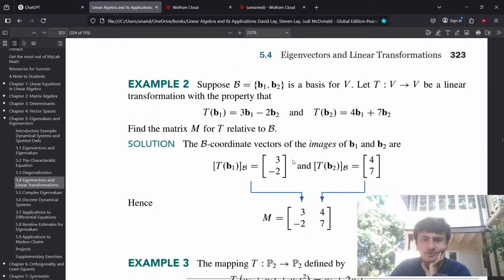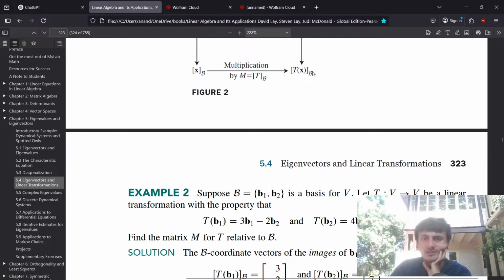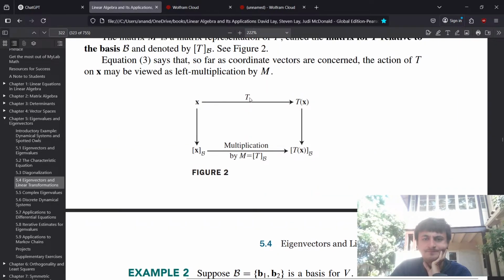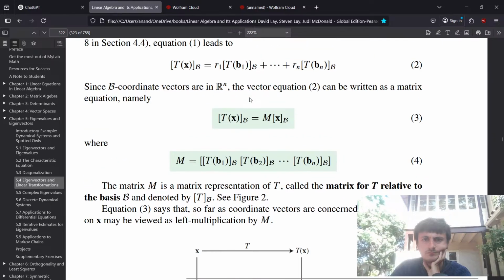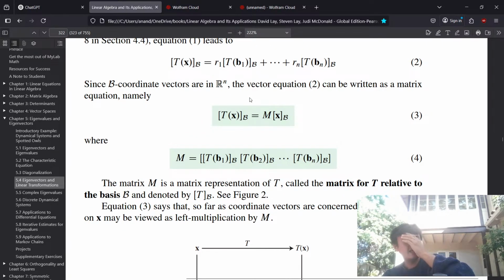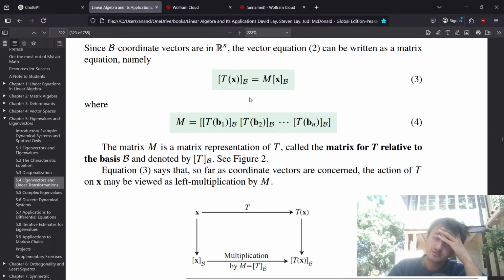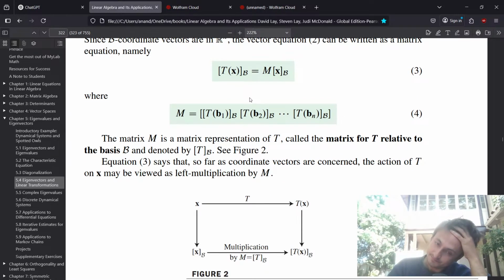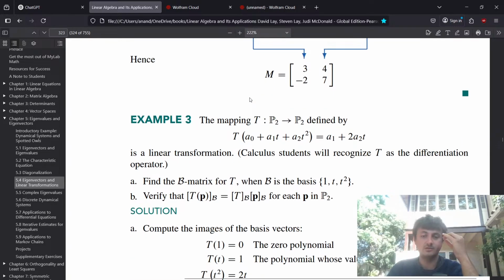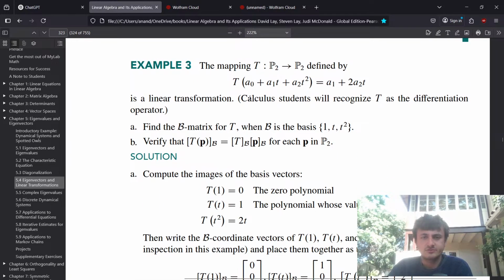The part that's missing for me is, finding M was easy, but the point that this mapping M, that M is the thing that takes a vector relative to the basis B and returns a vector relative to the basis B. I feel like I want to work an example out directly on that.